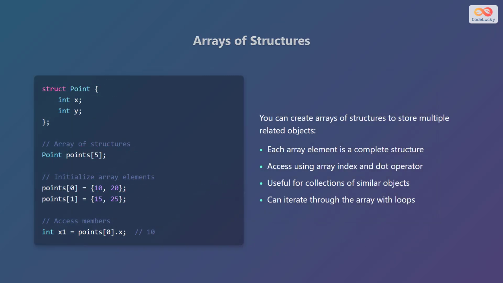You can create arrays of structures to store multiple related objects. In this example, we have a structure called point, which has two integer members x and y. Then we declare an array of point structures called points with a size of 5. Each array element is a complete structure. You access individual members using the array index and the dot operator. For example, to access the x-coordinate of the first point in the array, you would write points[0].x. These are useful for collections of similar objects, and you can iterate through the array with loops.